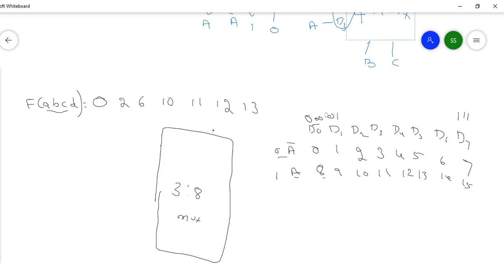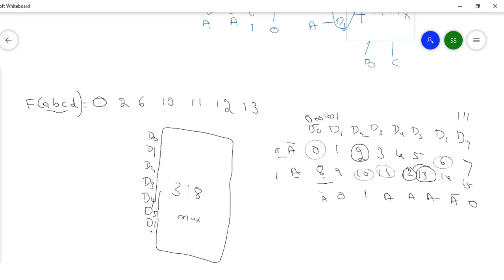Now here, whichever number is given, mark it. 0 is given, mark 0, 2 is given, mark 2, 6 is given, mark 6, 10 is given, mark 10, 11 is given, mark 11, 12 is given, mark 12, 13 is given, mark 13. So this is nothing but A bar, this is 0, both of these are 1, this is A, and this is A, this is again A, this is A bar, this is 0. Very simple. From this you can fill it in. Okay, so this is D0, D1, D2, D3, D4, and D5, D6, D7.